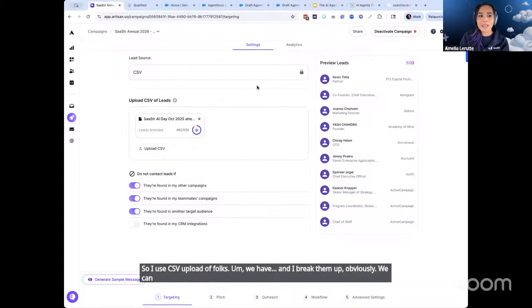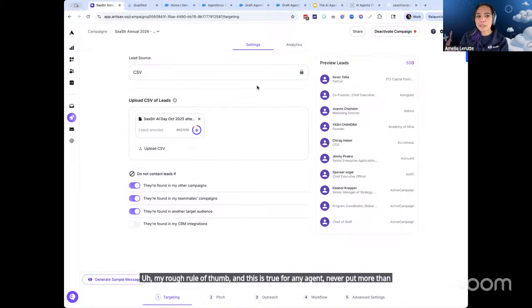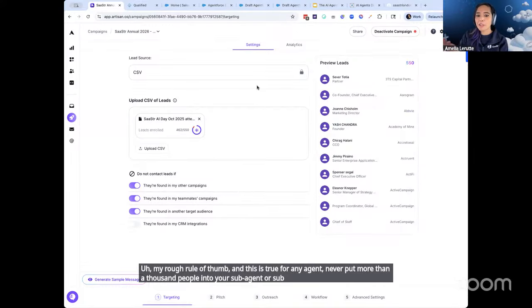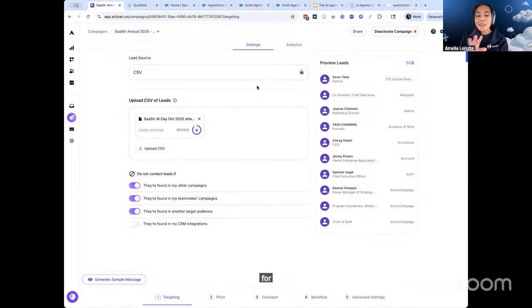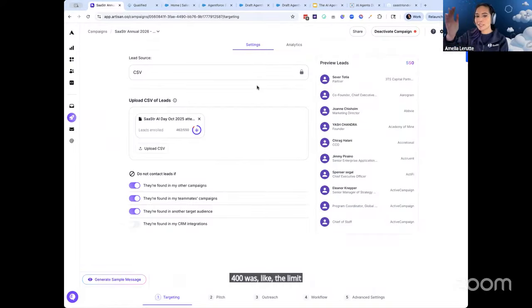We can't do our whole database. My rough rule of thumb, and this is true for any agent, never put more than 1,000 people into your sub agent or sub campaign or whatever you want to call it. For whatever reason, that seems to be a limitation today. I will say the agents have gotten better at this. I used to say 400 was the limit of where I would start to see it get a little wobbly.